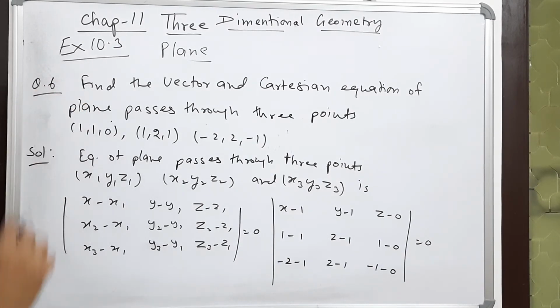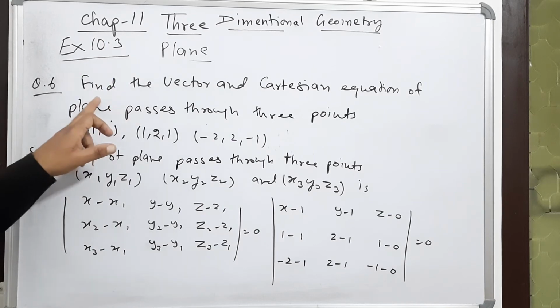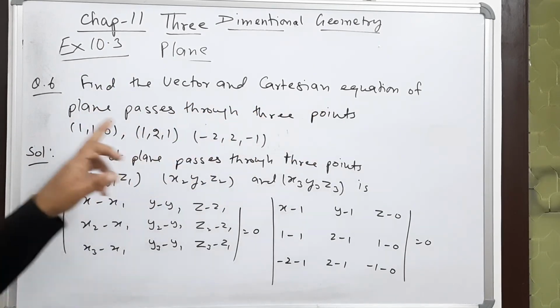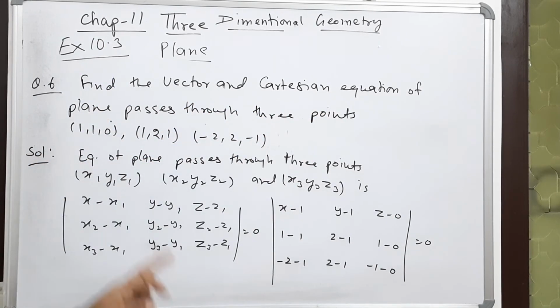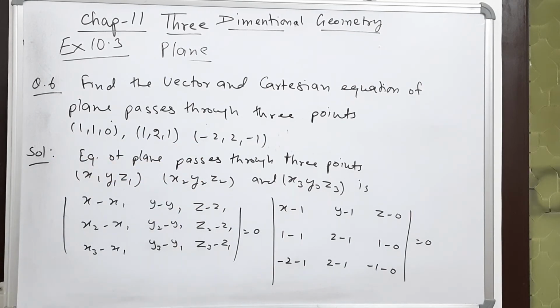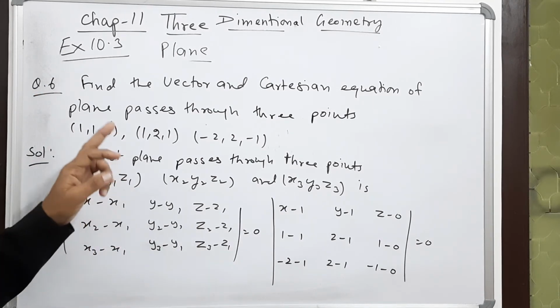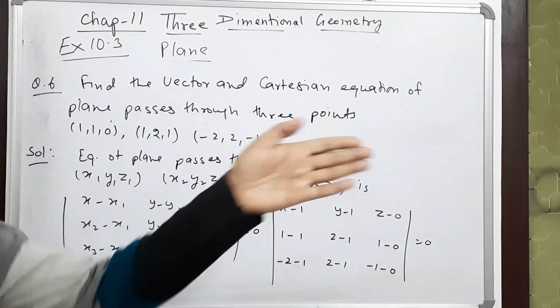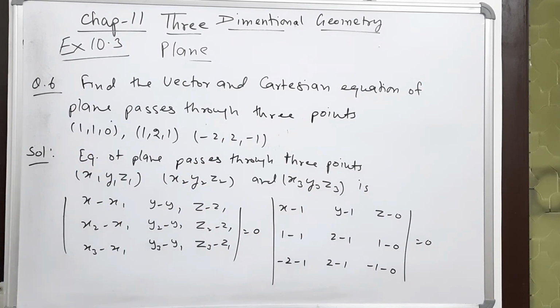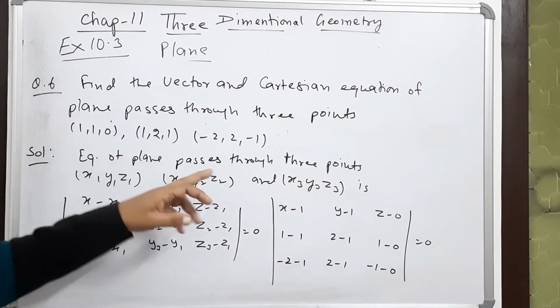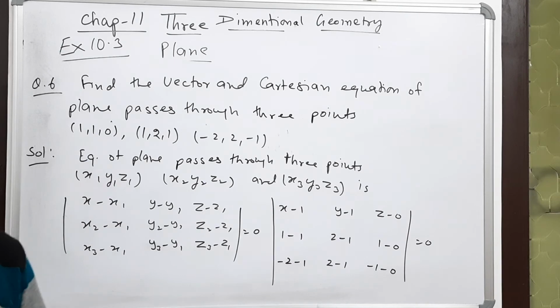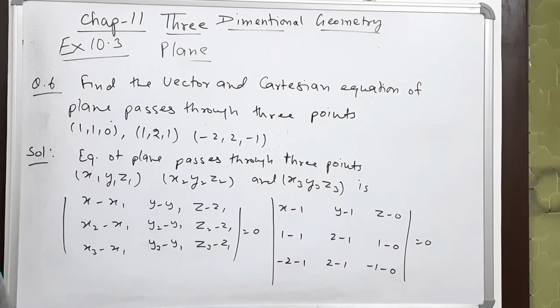Yes, now problem number 6 of the exercise. Find the vector and Cartesian equation of the plane passing through 3 points. These are the 3 points. As you have read in the straight line, the equation of the line passes through 2 points. But in the case of a plane, if we take 2 points, then there can be an infinite number of planes. But if there are 3 points, there will be a unique plane if these points are not collinear.